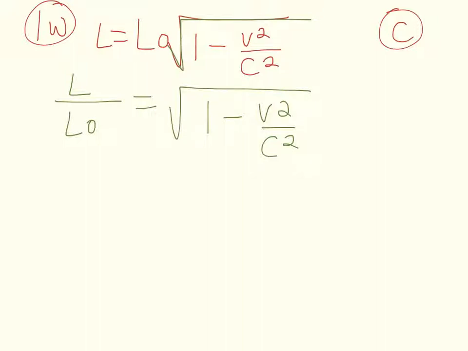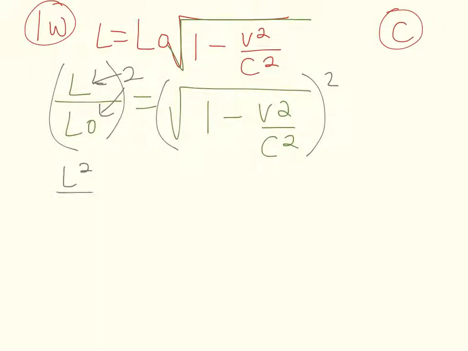Now I'm going to get rid of the square root by putting an exponent 2 on both sides. So remember that on our left side this exponent 2 applies to the L, but it also applies to the L naught because I've put this in brackets. So keep that in mind as well. That's one of our exponent laws from test 3. So L squared over L naught squared is now equal to 1 minus V squared over C squared.